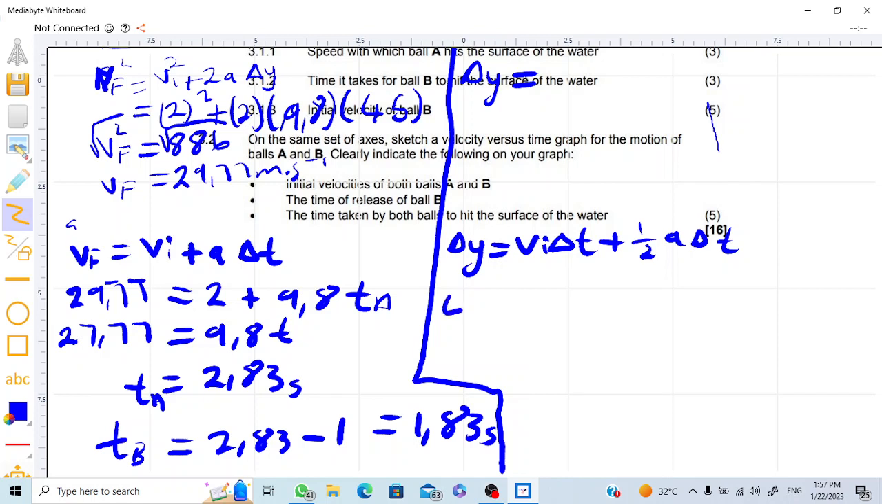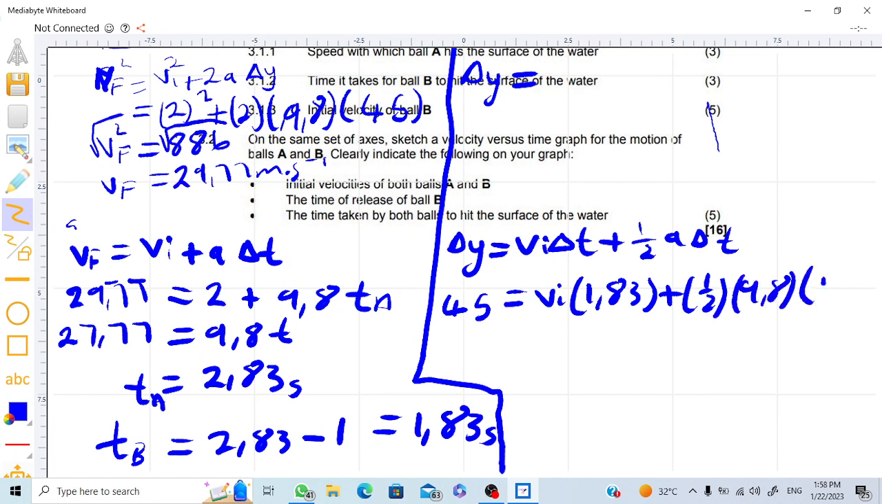Now the height is 45. V initial is unknown, but the time we know that it's 1,83 seconds, plus 1 over 2 into 9,8 into 1,83 squared seconds. Now I'm going to transpose.